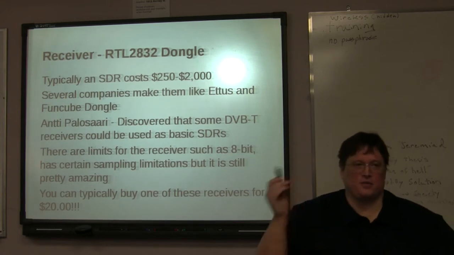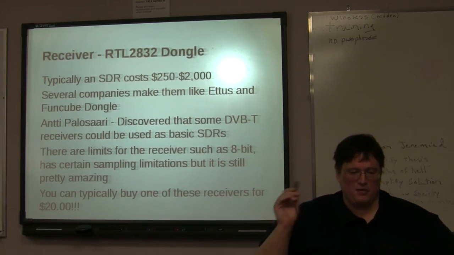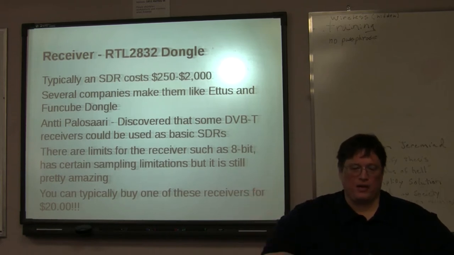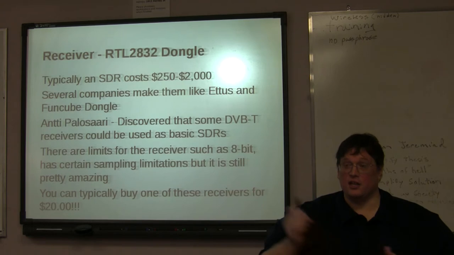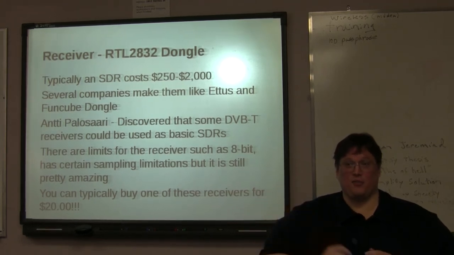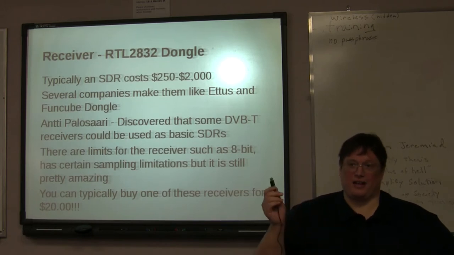So there are limits to these receivers that the other ones don't have. It's 8-bit receiving, with certain sampling limitations, certain holes in what it can and can't sample, but it's still pretty freaking amazing. You can buy these receivers for $20 at most. In some cases, you can get them for less than that. If you buy from Deal Extreme, they've had some for like $11.